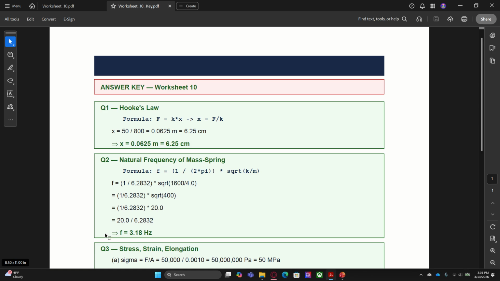This eventually gets us to our frequency equaling 3.18 hertz, where first the square root of 1,600 divided by 4 becomes the square root of 400, which becomes 20. 20 times 1 divided by 2 pi gets us to 3.18 hertz.